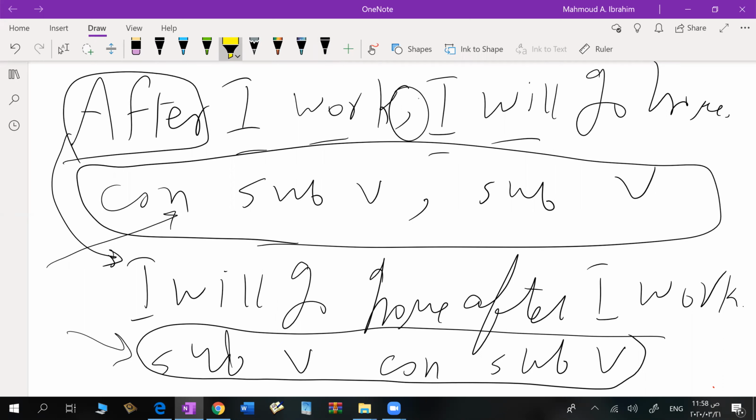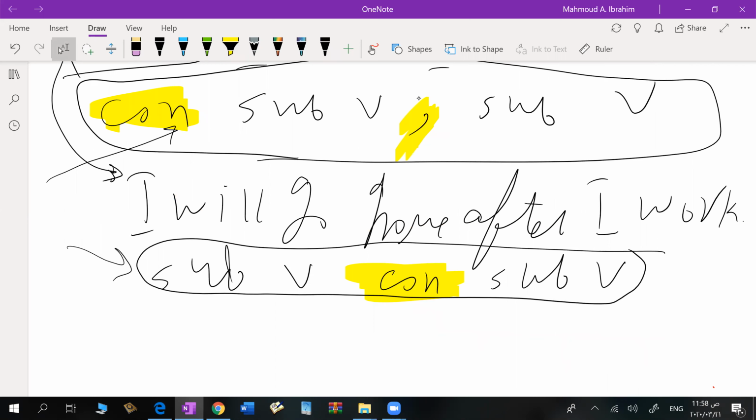And this is one mistake I always see. I always see people insert a comma when the connector is in the middle. Don't ever insert a comma when the connector is in the middle. I always see people make this mistake. Okay? Don't ever make this mistake. Don't ever insert a comma if the connector is in the middle.